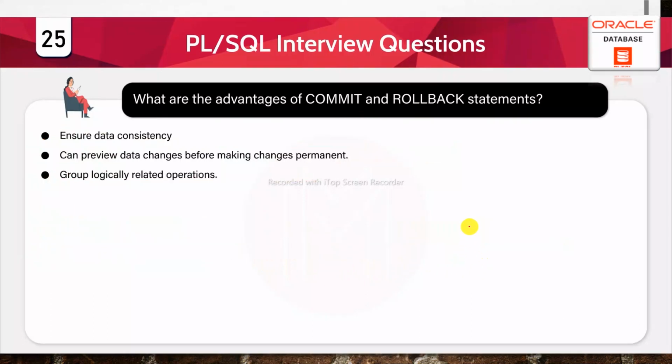Then question number 25, what are the advantages of commit and rollback? It ensures data consistency, can preview the data changes before making the changes permanent, and groups logically related operations.